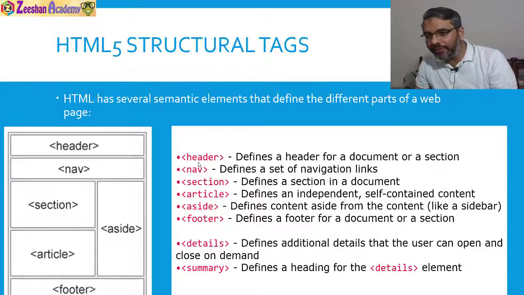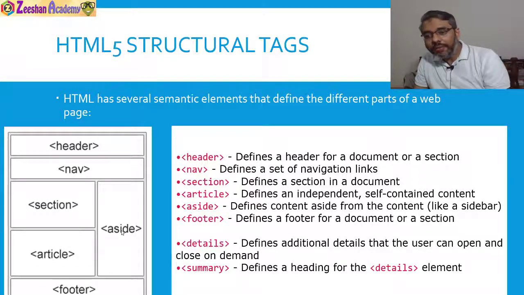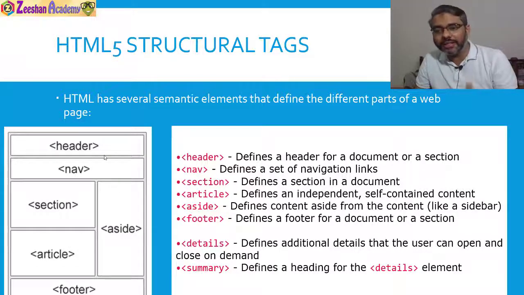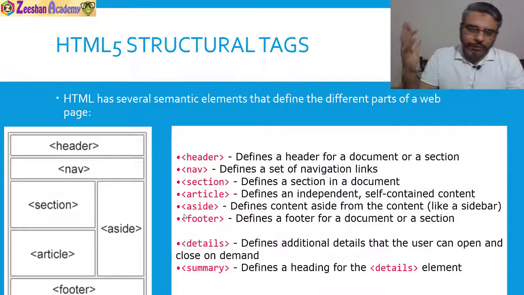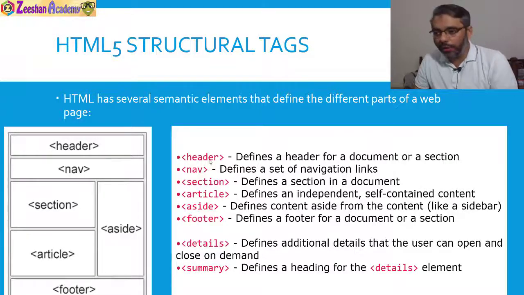Okay, so for that we have header, navigation, sections, aside, articles, and footer. Now these are different tags that are used for particular structural content. You might have heard about this before, but for example, header is a tag that's specifically used to define the header area of your web page. Similarly, navigation is used wherever you want to put a navigation menu.